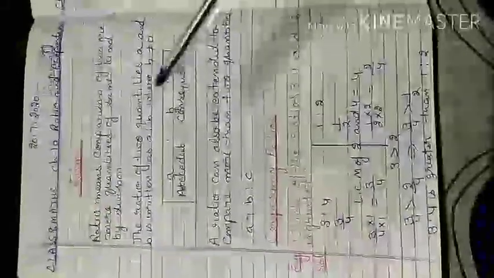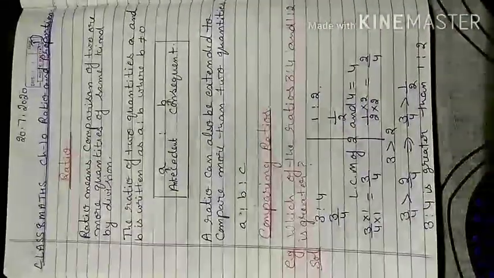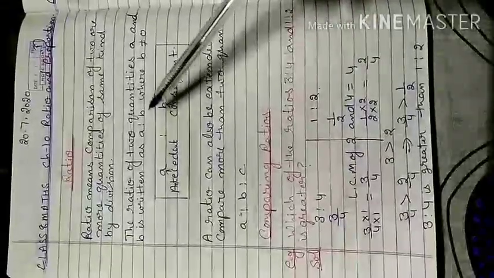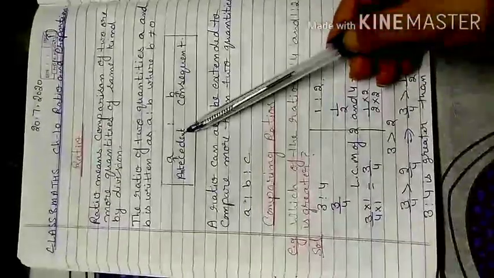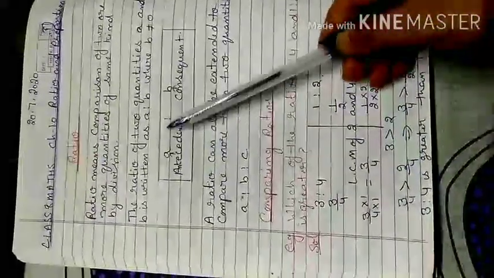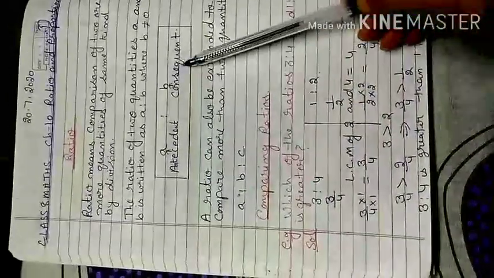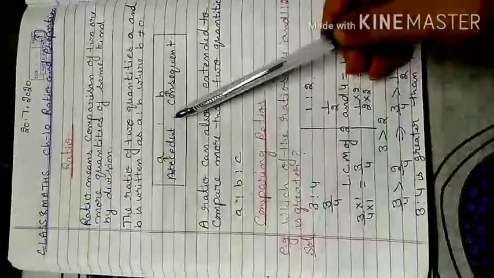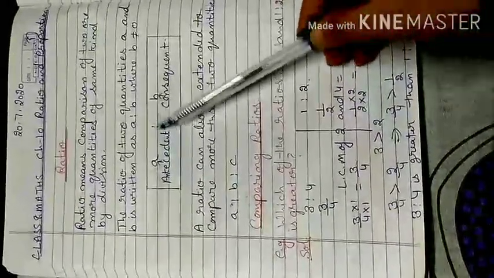What does ratio mean? Ratio means comparison of two or more quantities of the same kind by division. The ratio of two quantities A and B is written as A ratio B, where B is not equal to 0. In this A ratio B, this is the colon sign, we call it ratio, and before the colon sign we call it the antecedent, and after the colon sign we call it the consequent, and we read it as A is to B, that means A ratio B. So this colon we call ratio or read as "is to".